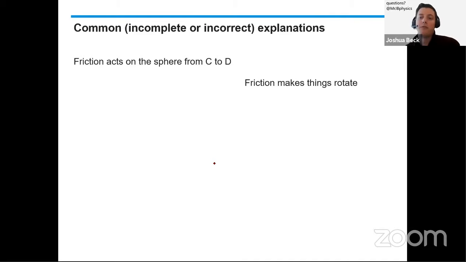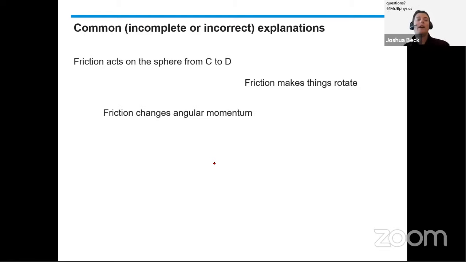So somebody might say, oh, well, friction makes things rotate. Okay, in this case, yes, the friction that this sphere encounters at point C will in fact make this rotate, and that is crucial to answering this problem. But that statement on its own, that's not enough for an explanation. Because on its own, this statement's not always true. This isn't a physics fact, right? Friction doesn't always make things rotate. The block in the beginning one wasn't rotating. So this statement on its own isn't a complete explanation.